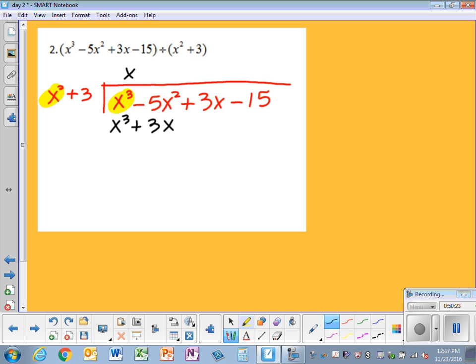Do you see that now? Do you guys see that? Weird. What happened? We went from x cubed to 3x, right? So you didn't do anything wrong. You can just put 3x right below.